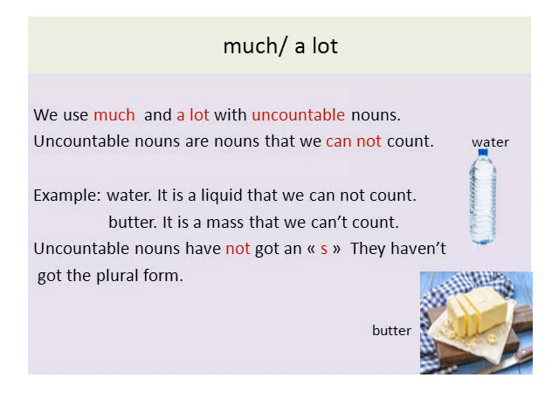Uncountable nouns have not got an s. They haven't got the plural form. Example: water, we don't say waters. Water. It hasn't got plural. Butter. We don't say butters, we say butter. Water and butter are uncountable nouns. They haven't got s. So the plural doesn't exist with uncountable nouns.